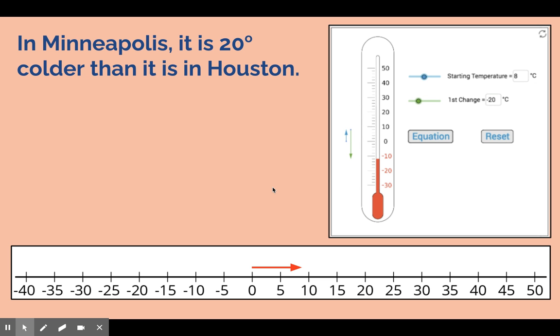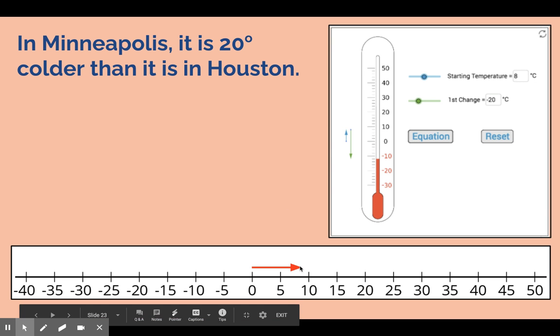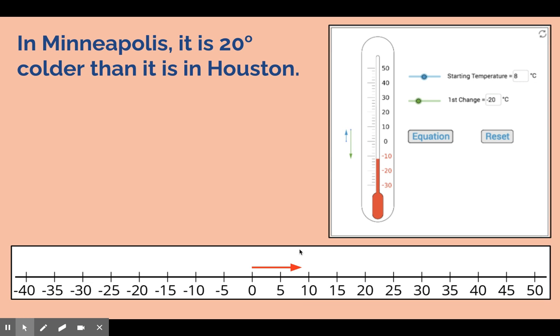So let's make sure that we have this captured in our student companion. The next one says in Minneapolis, it is 20 degrees colder than it is in Houston. So we're starting at 8, but we know that it's 20 degrees colder than it is in Houston. So remember, I must start at the tip of my first arrow to get my second arrow. So let's think about what would the answer be for this problem.